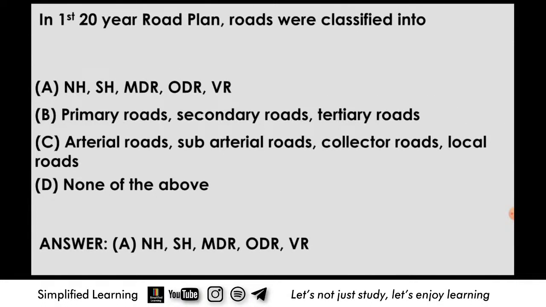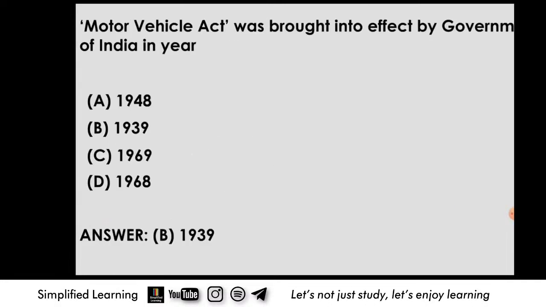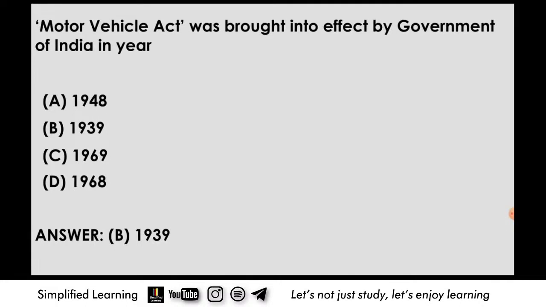In first 20-year road plan, roads were classified into national highway, state highway, major district road, other district road and village road. Option A. Providing connectivity to all unconnected habitations having population 500 or more with all-weather road was objective of Pradhan Mantri Gram Sadak Yojana. Okay, PMGSY. Motor Vehicle Act was brought into effect by Government of India in the year 1939.